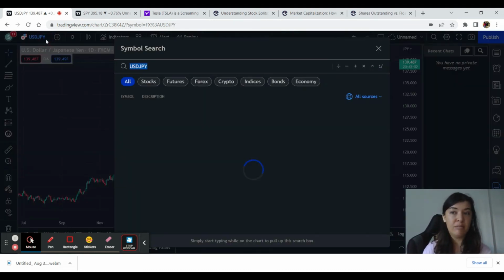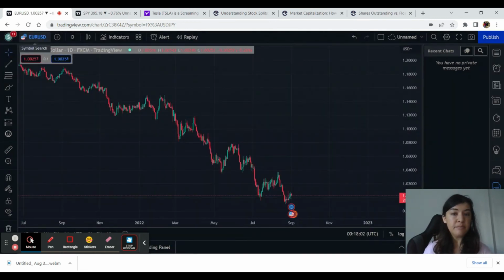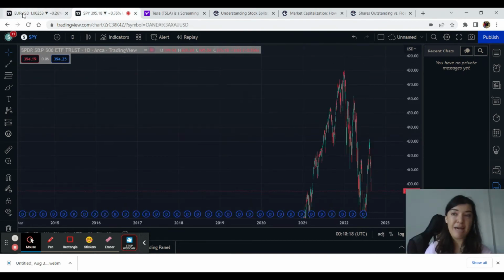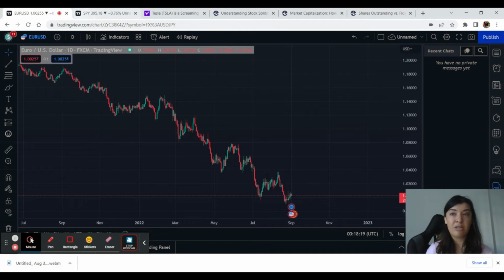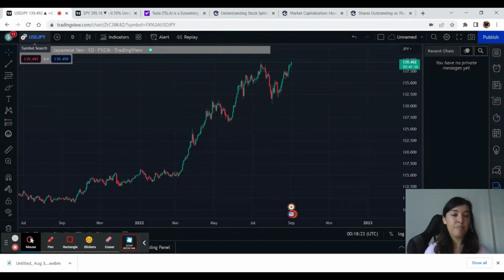Okay, so for example, Euro USD, very, very bearish pattern. It's on a continuous downtrend, and that's because the euro has continuously been weaker than the US dollar. Okay, so not as dramatic as SPY, but you can see both of these are in an extreme downtrend, whereas going back to USD JPY, it's been showing so much strength, constant every single day.